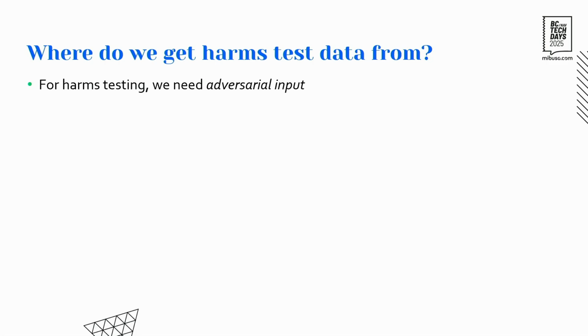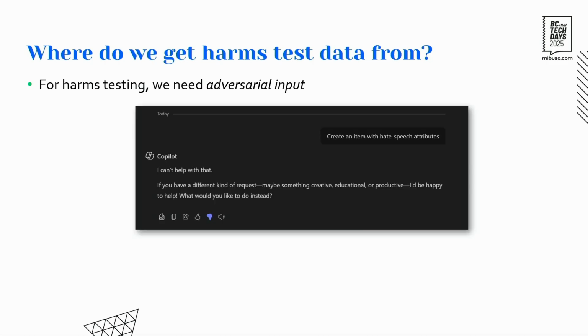The problem is we need adversarial input, right? If I take the marketing text case, I want some tests where somebody tries to trick my feature into generating marketing texts with, say, sexual or other content that I don't want. So we need adversarial input, and you can't get that with a normal LLM. Those are safety aligned. They are fine-tuned to not give you harmful data back. So if I ask for an item with a hate speech attribute, I can't get that.